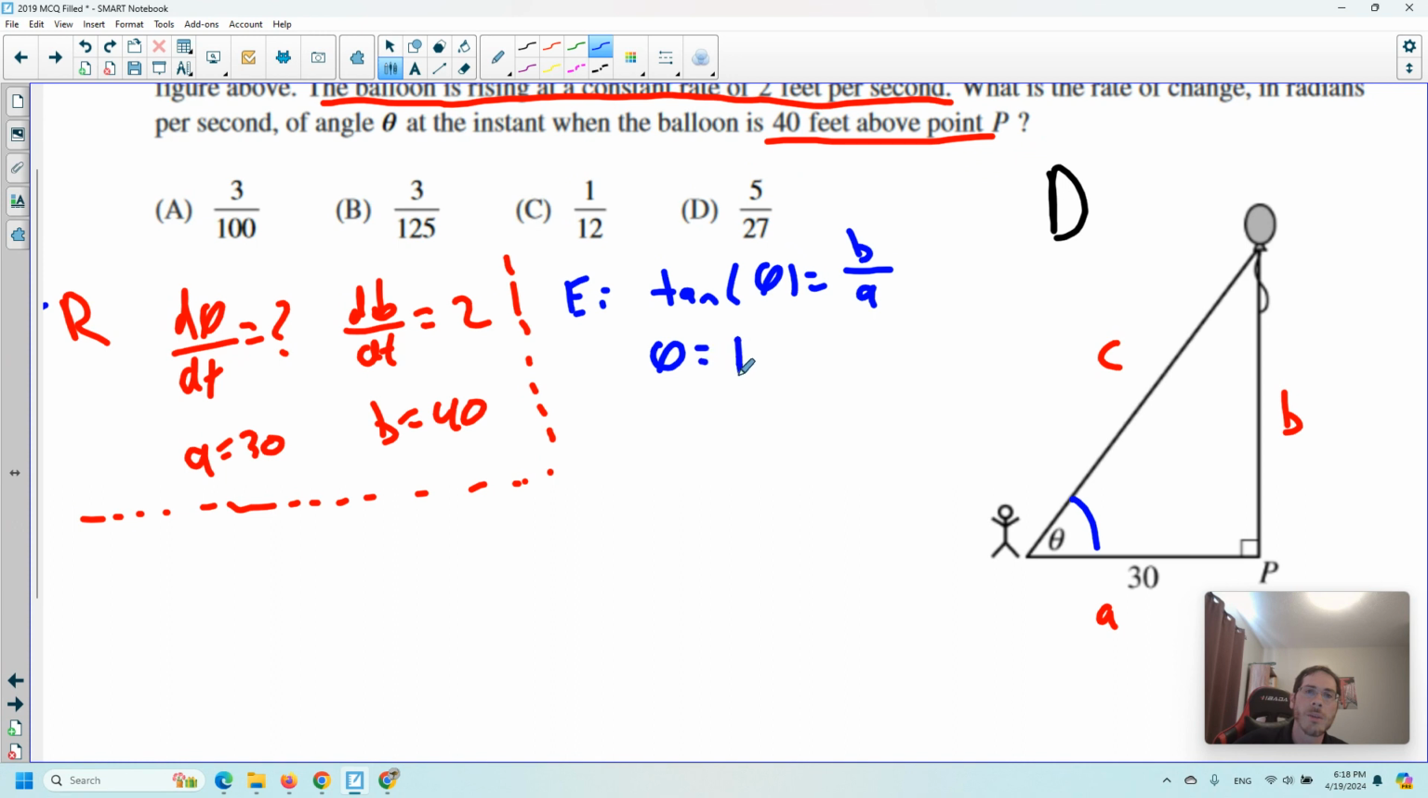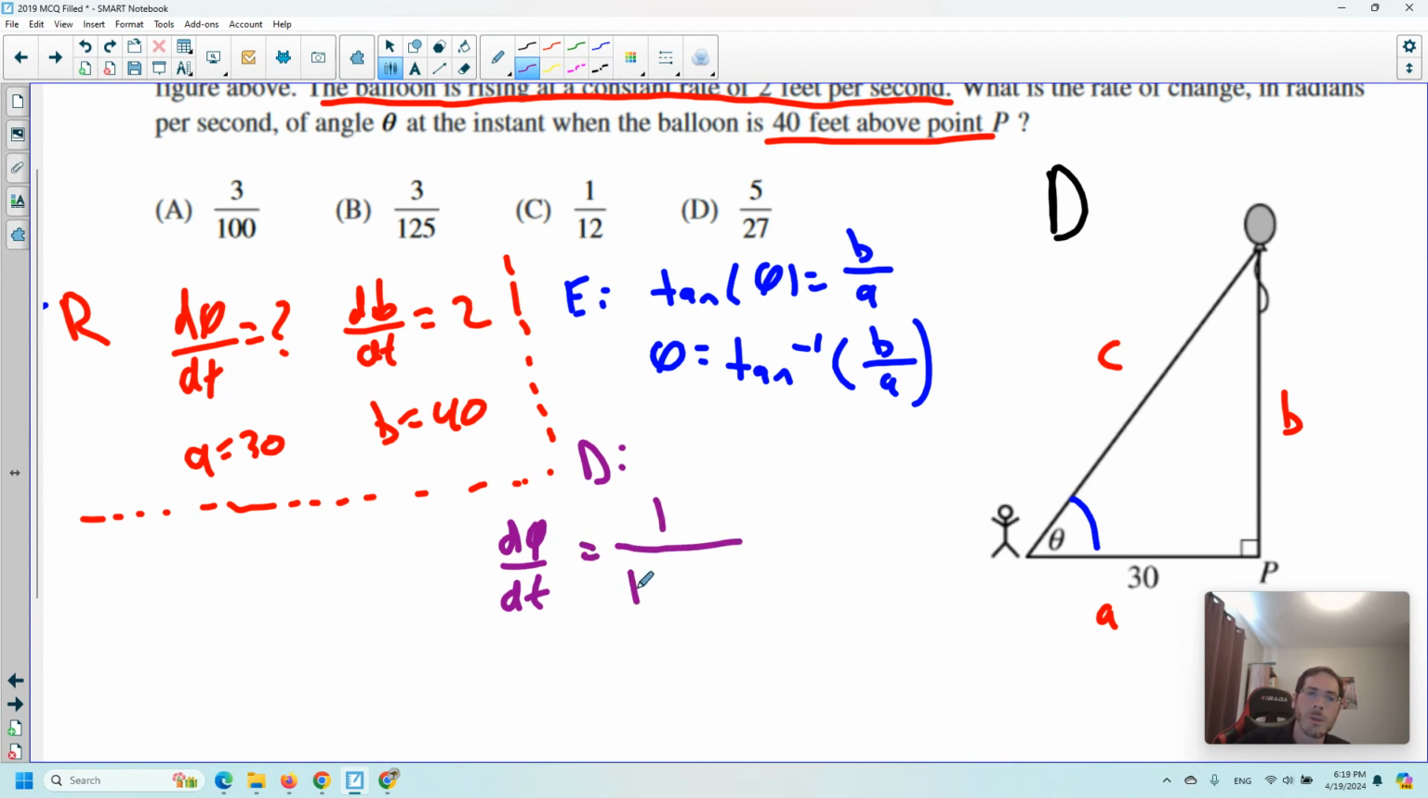So theta equals tan inverse of b over a. All right, so now let's take the derivative, because I like the derivative of theta. That's a good derivative. That's d theta dt. That's what we're trying to figure out anyway. Derivative of inverse tangent is going to be 1 over 1 plus u squared times du, which I guess the formula doesn't put the squared right here.